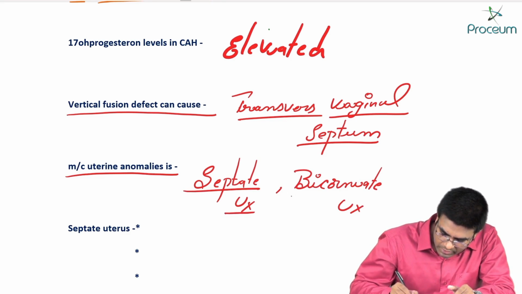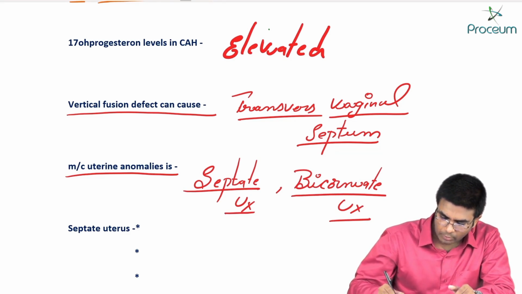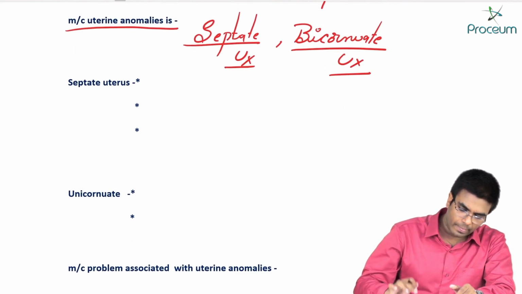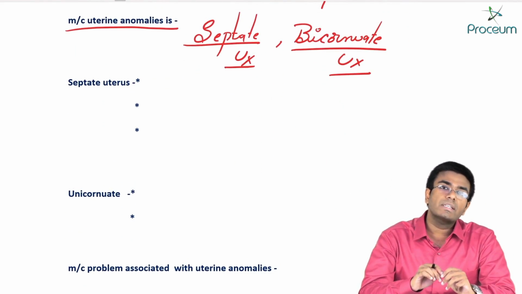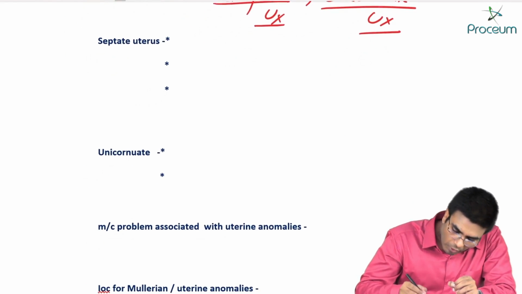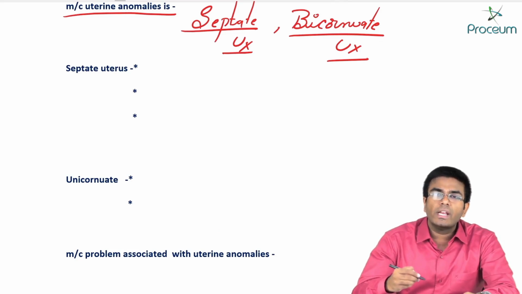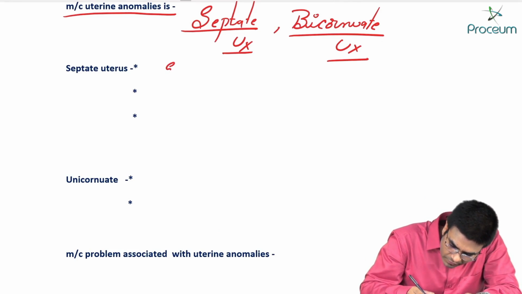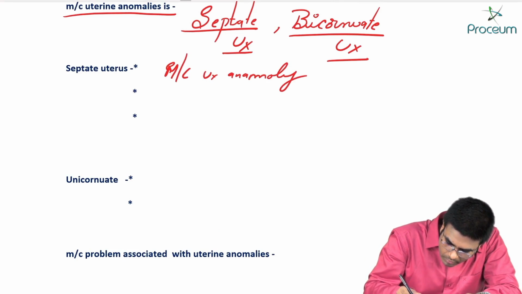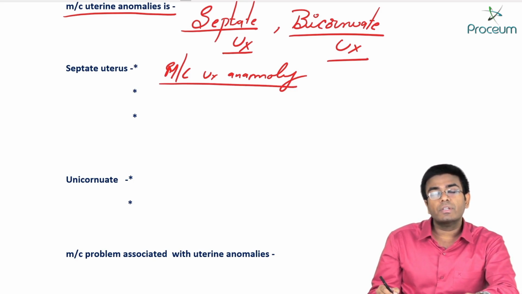Okay, septate uterus is the most common uterine anomaly. Now, let's talk about some important points about septate uterus. We have already seen that the most common uterine anomaly is septate uterus. That's the first important point. This is the most common uterine anomaly. What are the other important points of septate uterus?